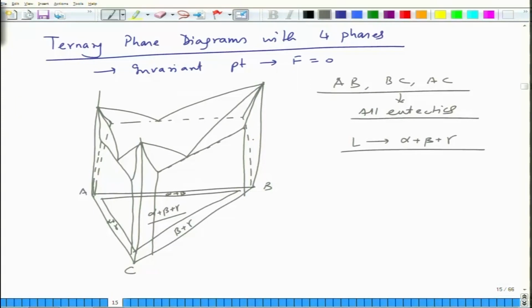And then of course on the sides you have single phase regions. You have single phase region beta here, single phase region alpha on this side, and single phase region gamma on this side. Alpha is nothing but your A rich phase, beta is B rich phase, and gamma is C rich phase. So three terminal solid solutions, and somewhere in between they intermingle. The liquidus in this case is this.